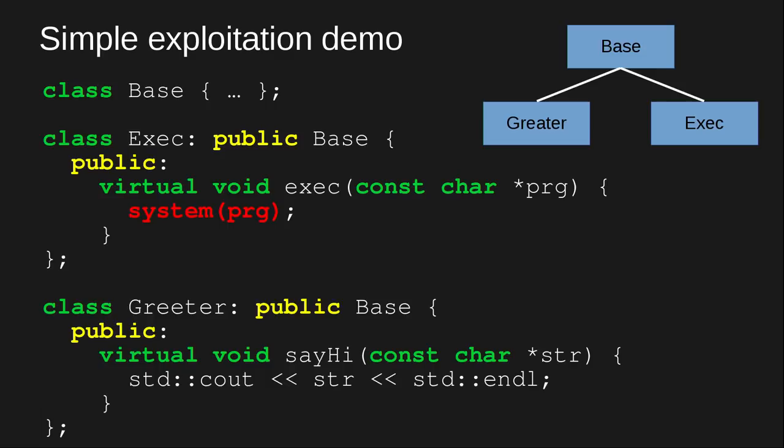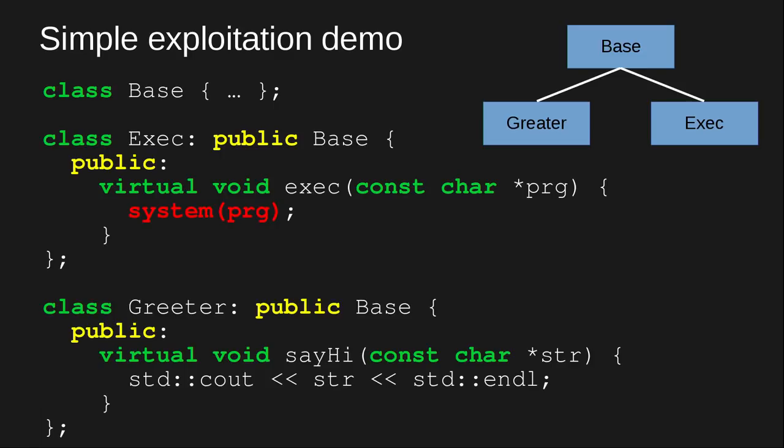So both of those are implemented as virtual functions because we may want to build our fancy framework on top of that with additional functionality, so we want to be able to override these functionalities. The executor service implements one virtual function called exec that takes a string that is then passed to system to execute it as an additional service. And the greeter function just prints the string to standard out.